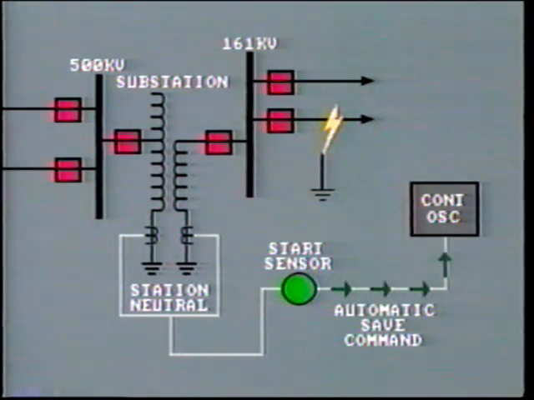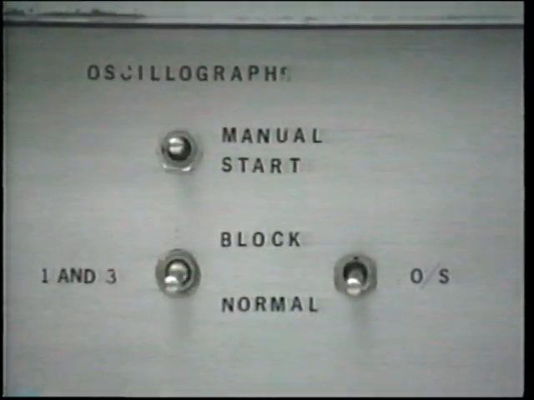This can be done automatically by protective relays or other sensors immediately after a fault is detected. Data can also be saved manually by a remote switch on the operator's console. Since data is continuously being recorded, the operator can decide to save information after the disturbance has occurred. Once the data is saved on magnetic tape, we can get a hard copy printout of the waveforms for analysis.